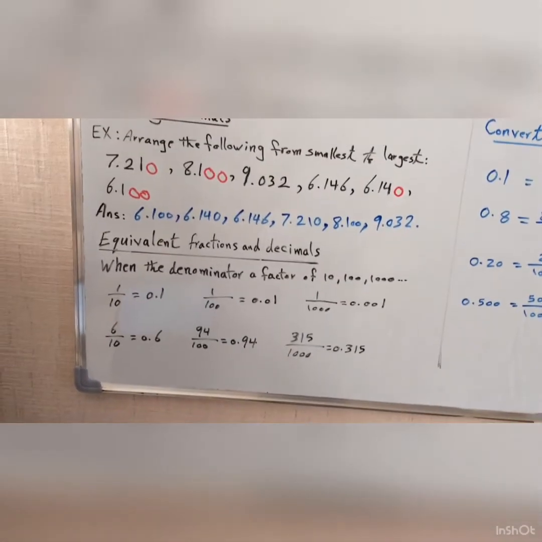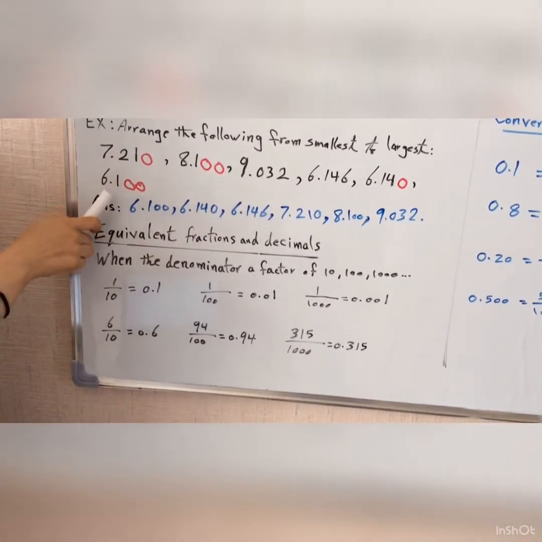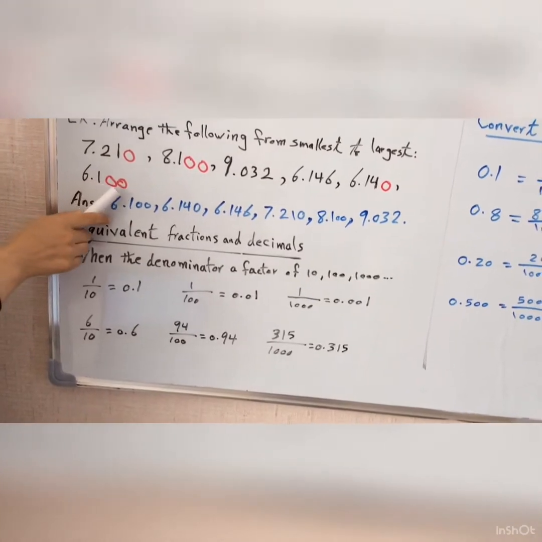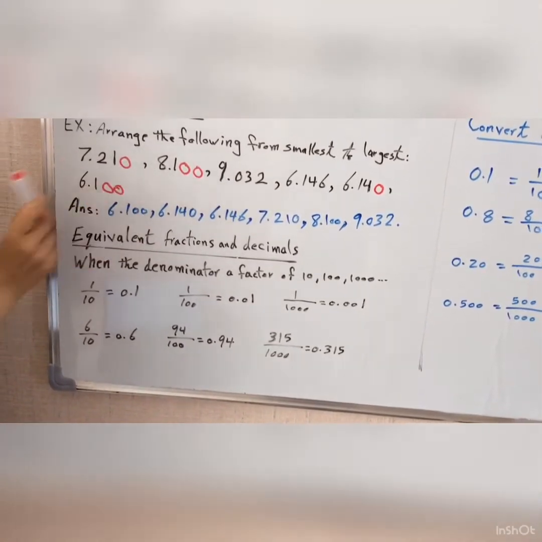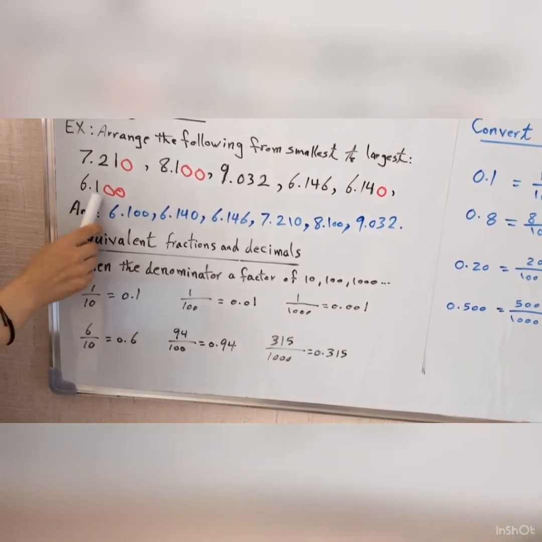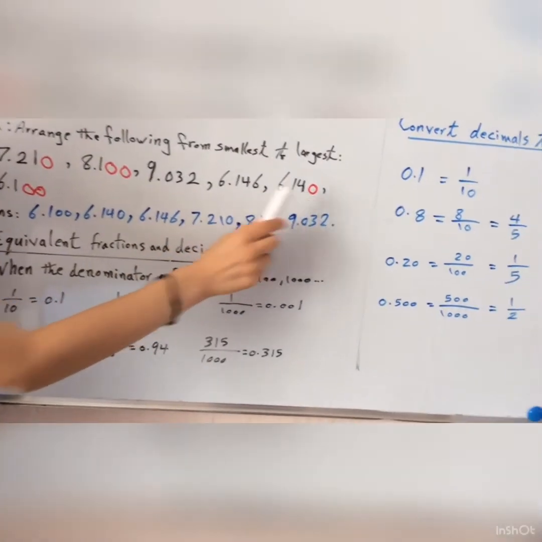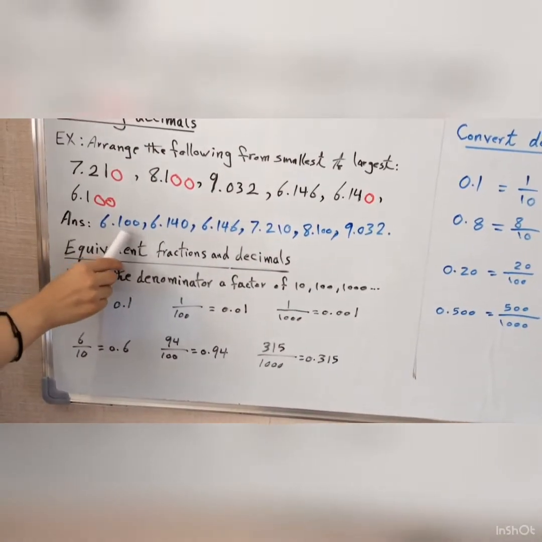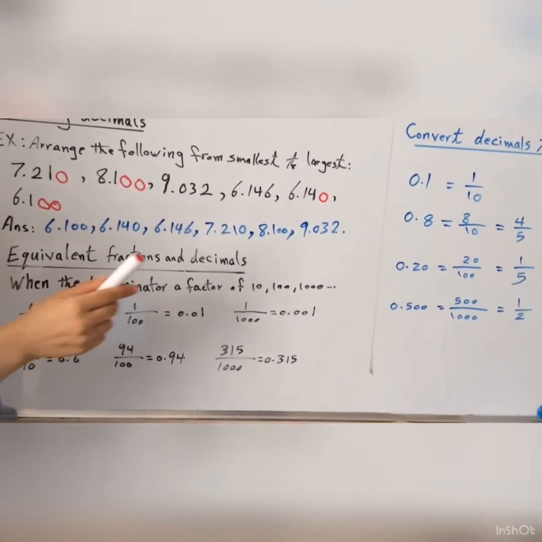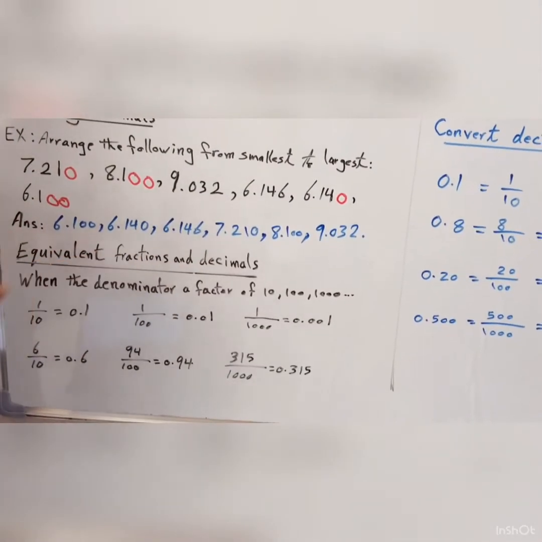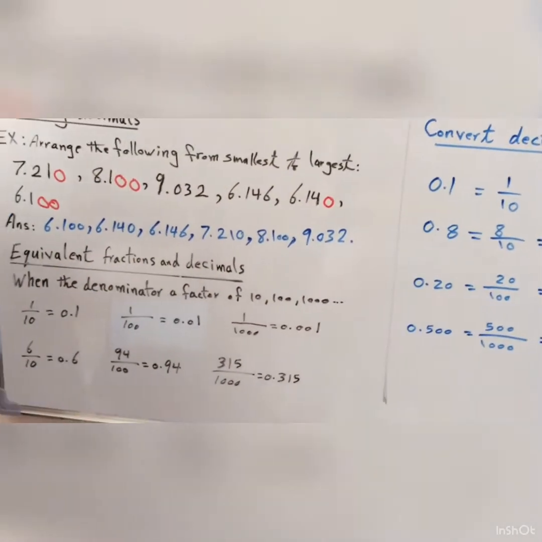Then we have to arrange them from smallest to largest. The smallest number in this list is 6.100, because the whole number is the smallest out of all these, and the fractional part is smaller than these ones with 6. So we put that there. The next smallest is 6.140, so we put it there. Then 6.146, so we put it next.